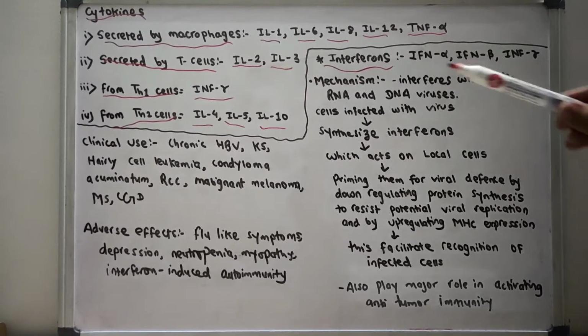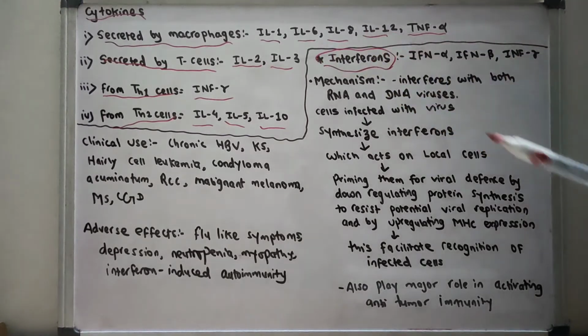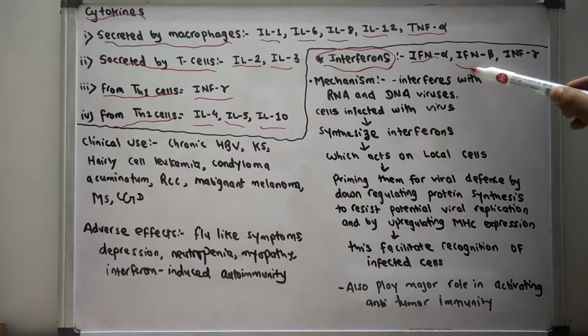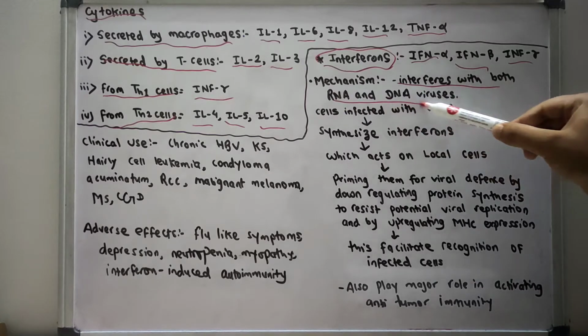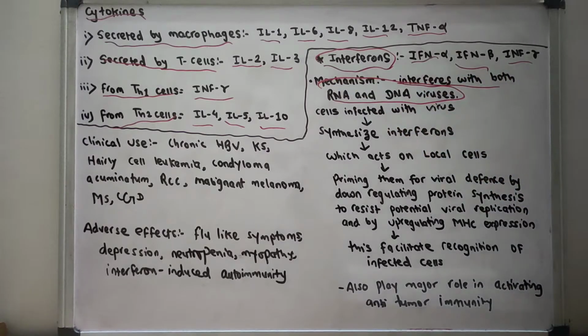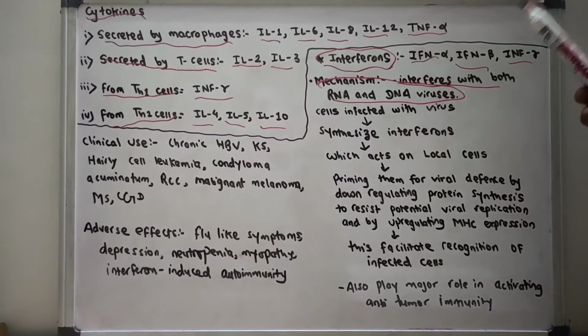Now let us discuss the various interferons. The various interferons that are secreted in our body are interferon alpha, interferon beta, and interferon gamma. The mechanism of those interferons is that they interfere with both RNA and DNA viruses by inhibiting their synthesis.